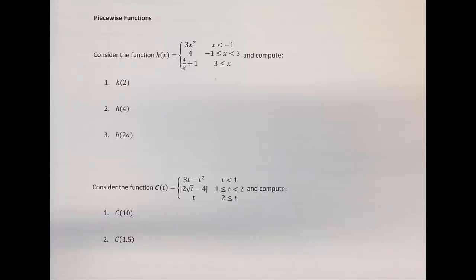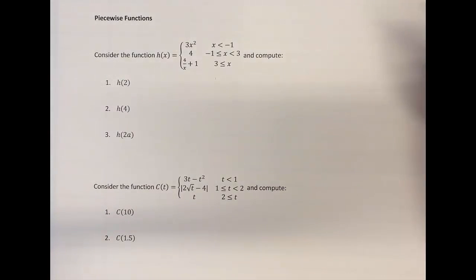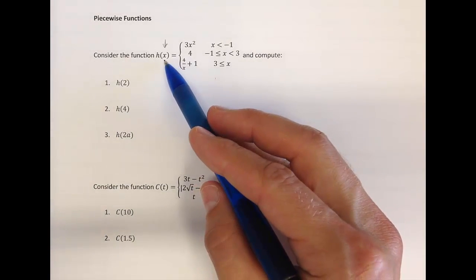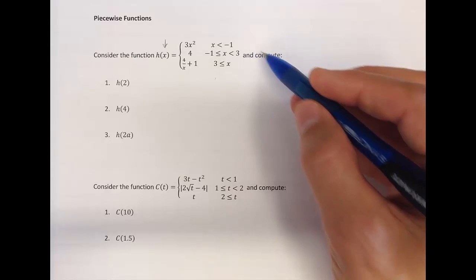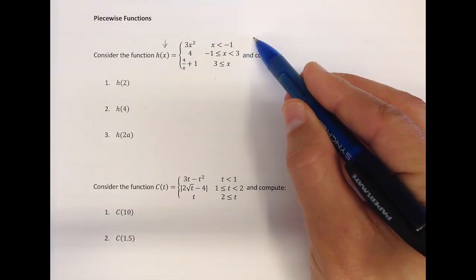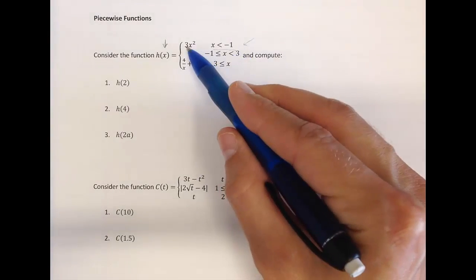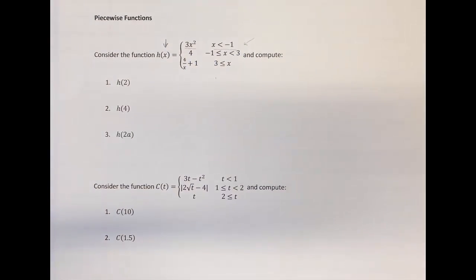Here are a few problems about piecewise functions. Now, a piecewise function still has an input and it still assigns to every input exactly one output. But what it does is it breaks the input apart. This function says if the input is less than -1, use this equation to calculate the output.